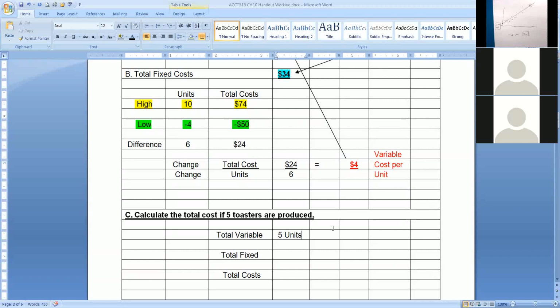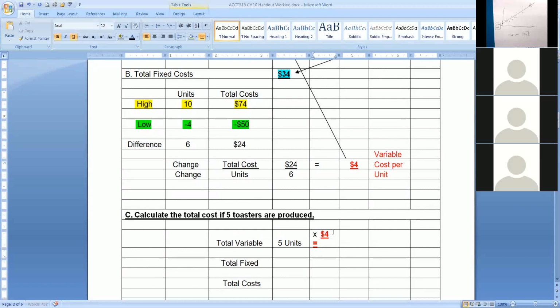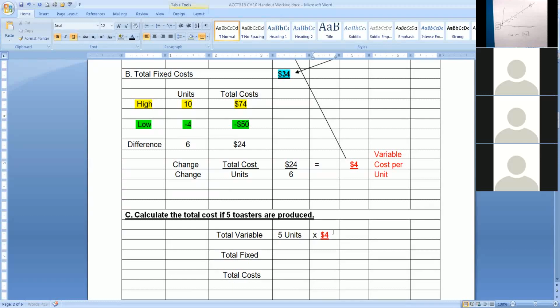the variable cost per unit is how much? $4. Yep. So I'll say times 4. Okay, don't do that. I thought I was doing that. It's automatically capitalizing. I'm trying to be helpful. I hate things that are helpful. Like that. That wasn't helpful.